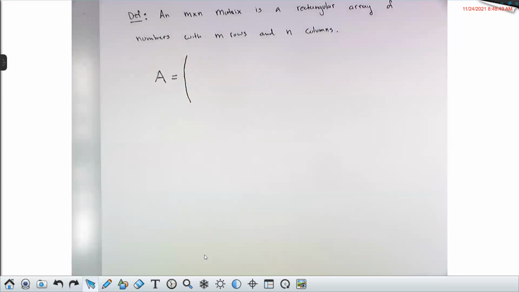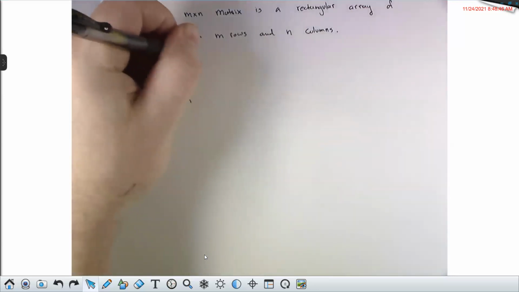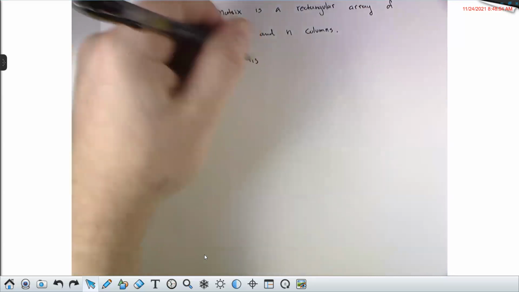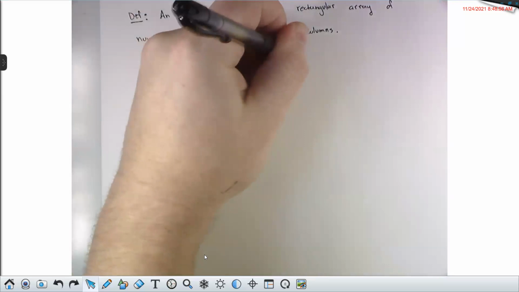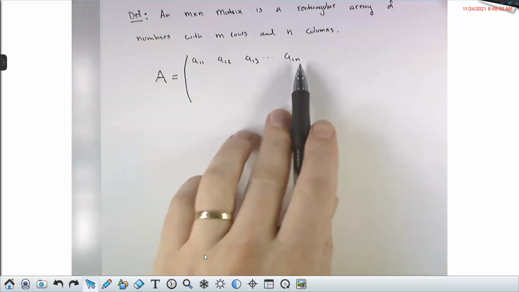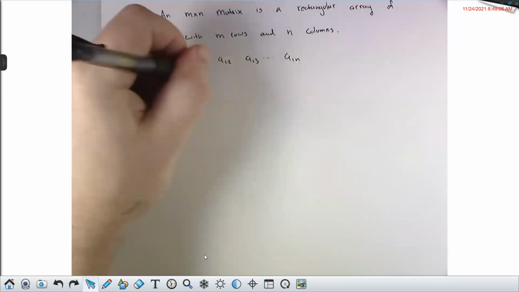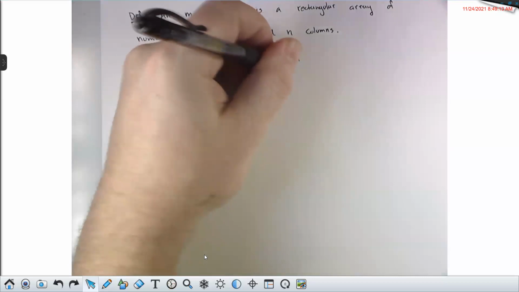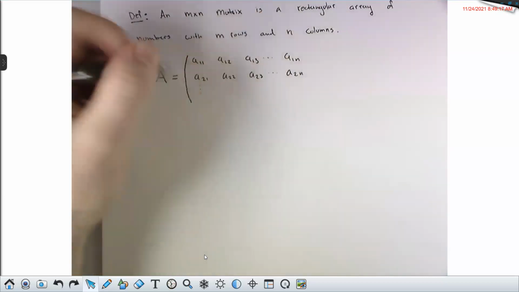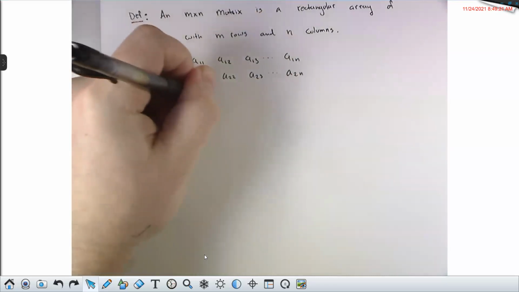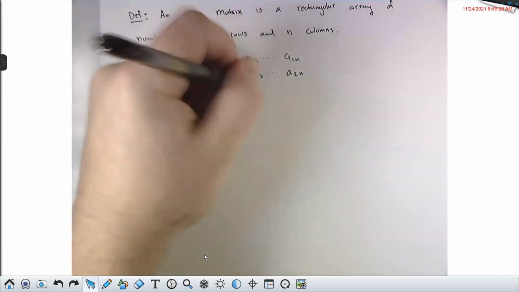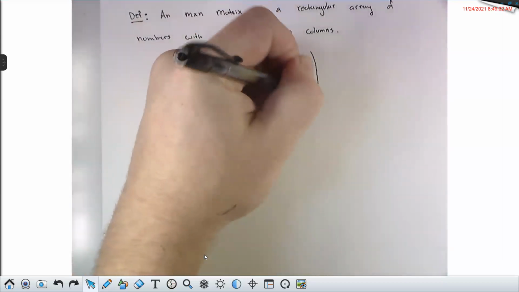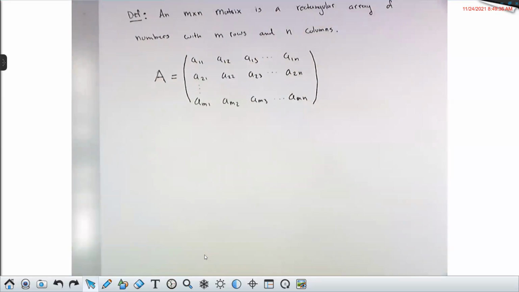And then the entries here are indexed with a subscript. So A11, A12, A13, all the way out to A1n. This is the first row. The second row would be A21, A22, A23, all the way up to A2n. And there are m rows, so the last row here would be Am1, Am2, Am3, all the way out to Amn. This is a matrix.